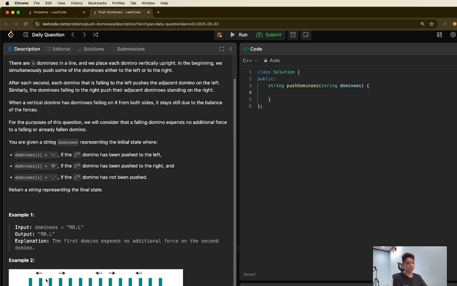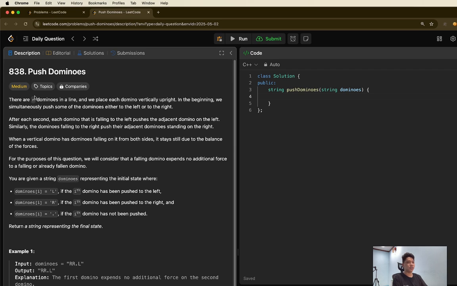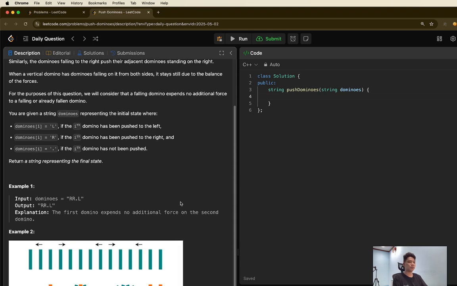So like this example. This is its initial state, with the second domino having been pushed to the left, yeah, L. So we can see the first two dominoes have fallen to the left. This problem is a medium one. So let's solve it first.